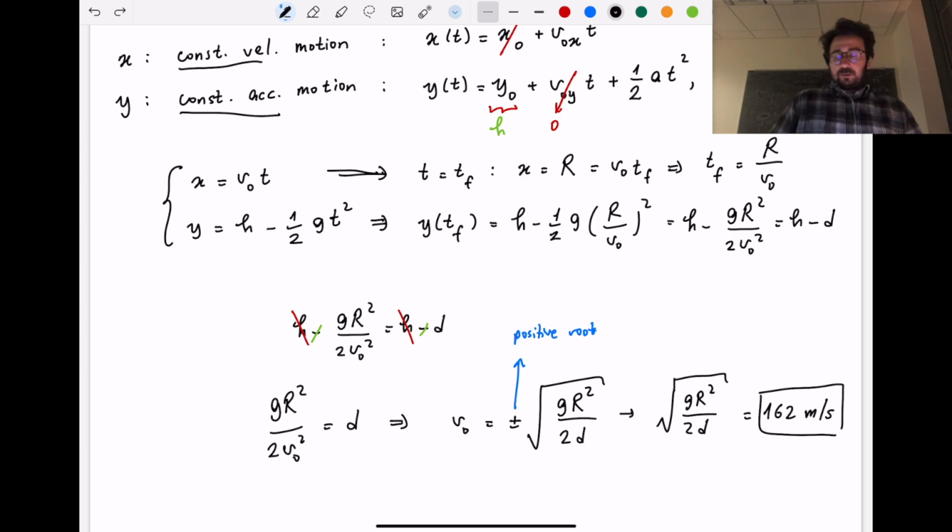And with that, I think we can conclude our mini session where we have reviewed the kinematics of projectile motion. Okay, that's all.